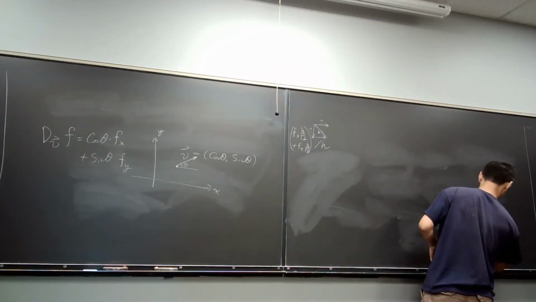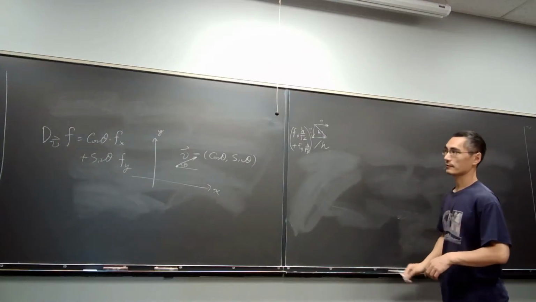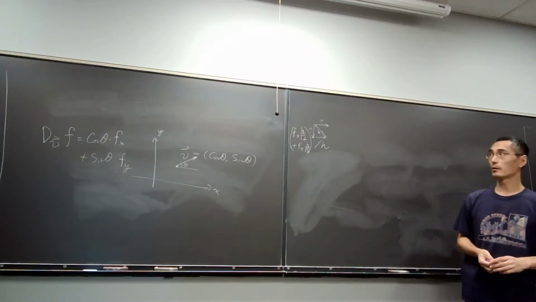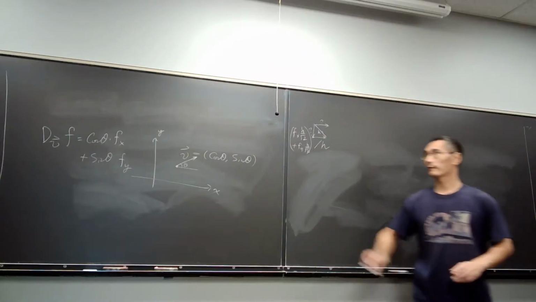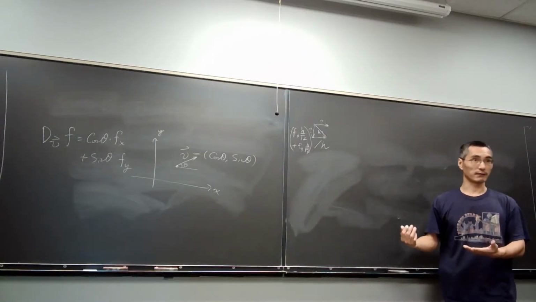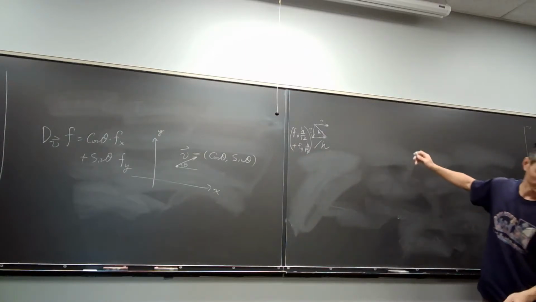So if I give you a vector, I ask you what is the derivative along that direction, you have to normalize that vector first. If you're given an angle, then you can just write down the vector directly by cosine and sine. Okay?